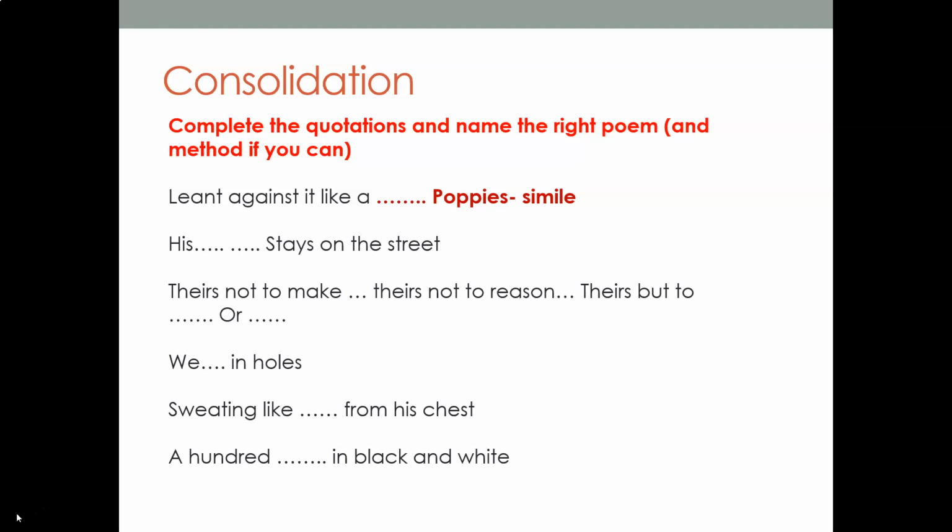We blank in holes. So in 3, 2, 1, the answer is we, did you get it? Cringe in holes. Brilliant. Now this one, sweating like blank from his chest. So in 3, 2, 1, the answer is sweating like molten iron from his chest. Brilliant. And last but not least, 100 agonies in black and white.